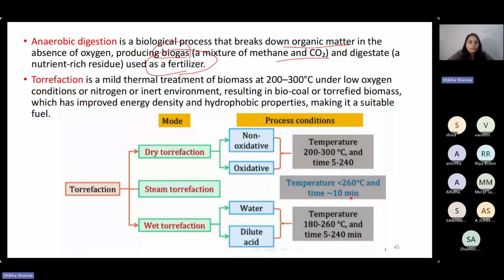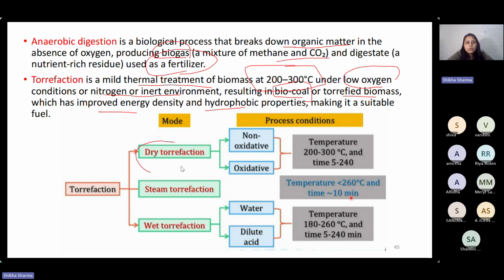Then next is torrefaction, which is a mild heat treatment of biomass around 200 to 300 degrees Celsius at low oxygen conditions or in a nitrogen or inert atmosphere. So it produces biocoal or torrefied biomass, which can improve energy density and hydrophobic properties, making it suitable for fuel.